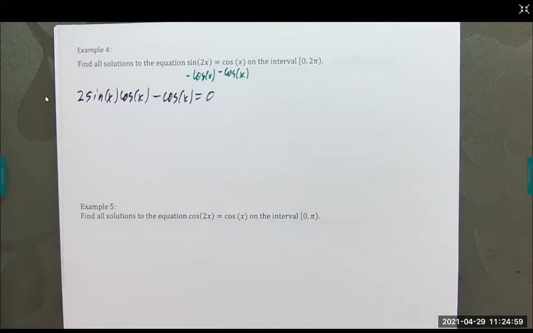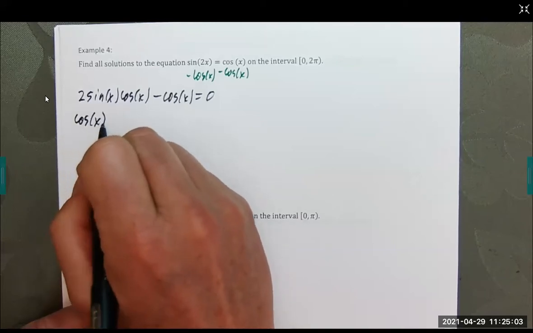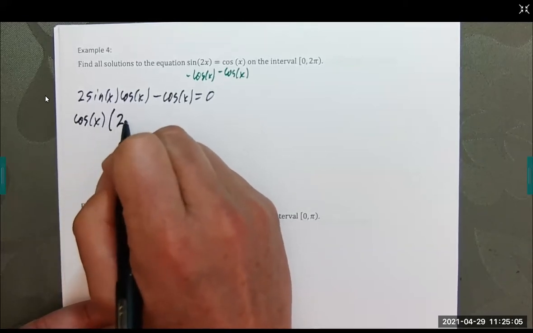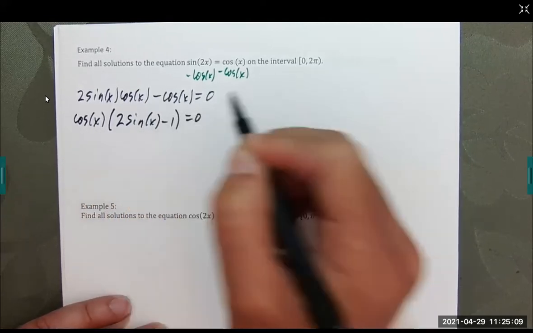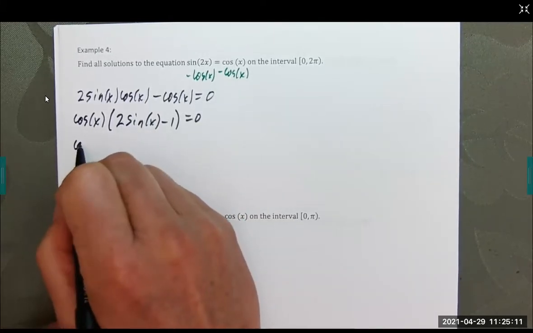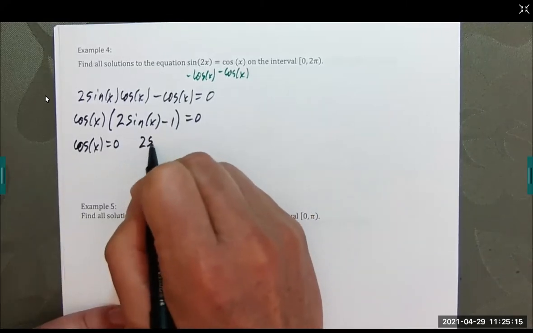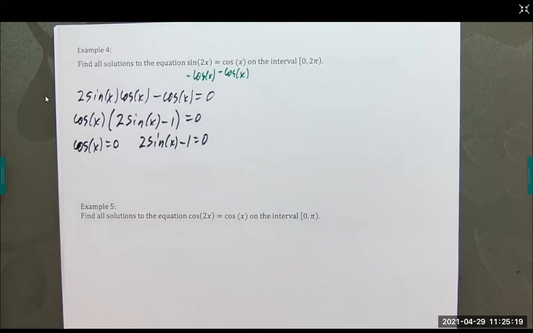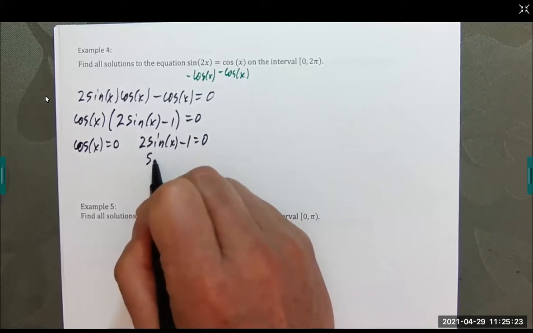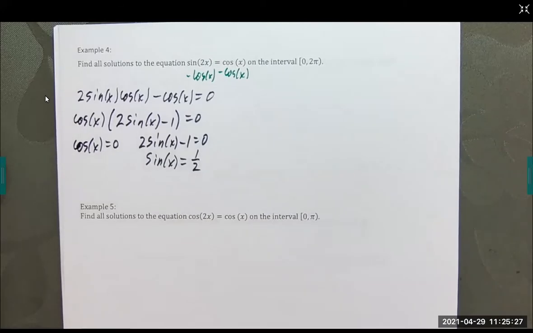And I'm going to note that I have a cosine x for both, so I'm going to factor that out. End up with 2 sine x minus 1 equals 0. And you can see if I add 1 and divide by 2, this is sine of x equals 1/2.